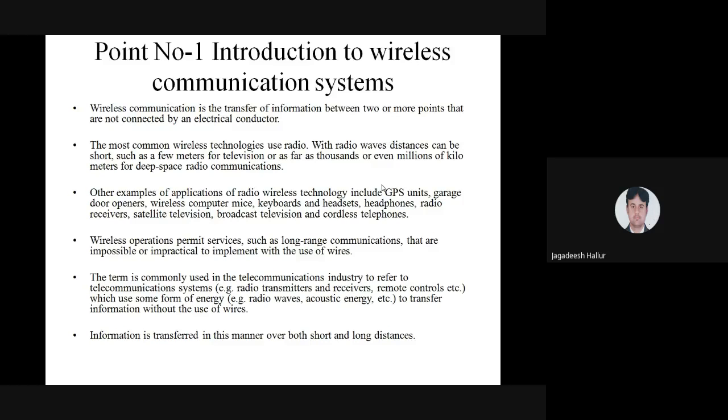Why are you using wireless technology? It is used for longer distance communication as well as shorter distance communication. But wired connection is used for shorter distance communication. The main disadvantage of wired is that it takes a lot more time to connect from one end to the other end. So wired has been replaced by wireless for longer distance communication. Wireless operations permit services such as longer range communications that are impossible or impractical to implement with the use of wires.